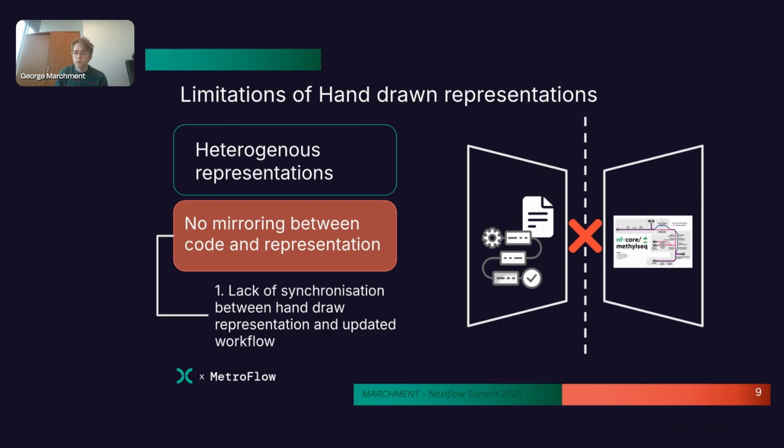So we can't expect the developers to take time to do this every time because the Metro maps take a long time to draw up. So obviously there's a lack of synchronization sometimes between the representation and the workflow themselves.